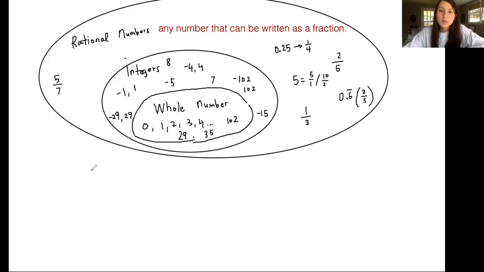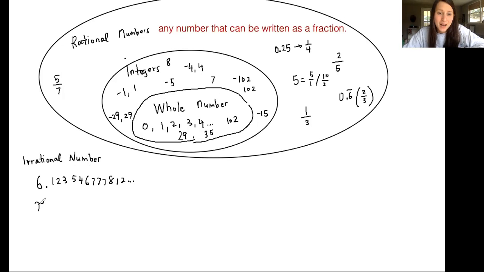Now, there are times when you see decimals that can't be written as a fraction. So a decimal that maybe has no pattern, right? This decimal has no pattern and it keeps on going forever. This would not be a rational number. Now, this is called an irrational number. So you can think of the irrational number as basically the opposite of a rational number. It's any number that cannot be written as a fraction. You can't turn it into a fraction. That would be irrational.